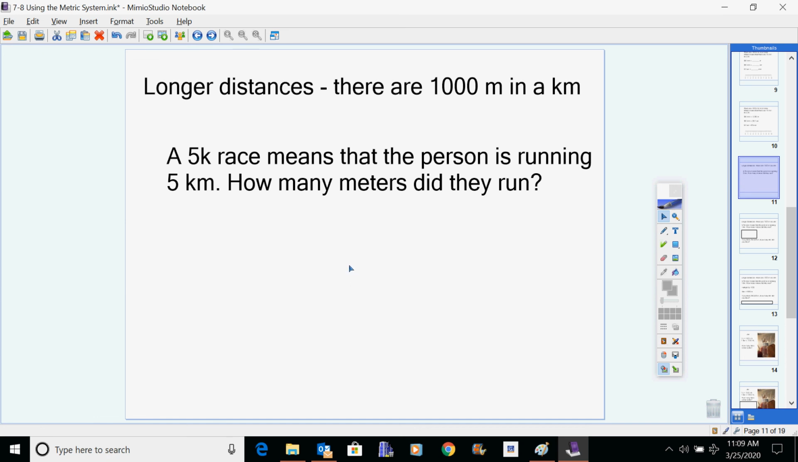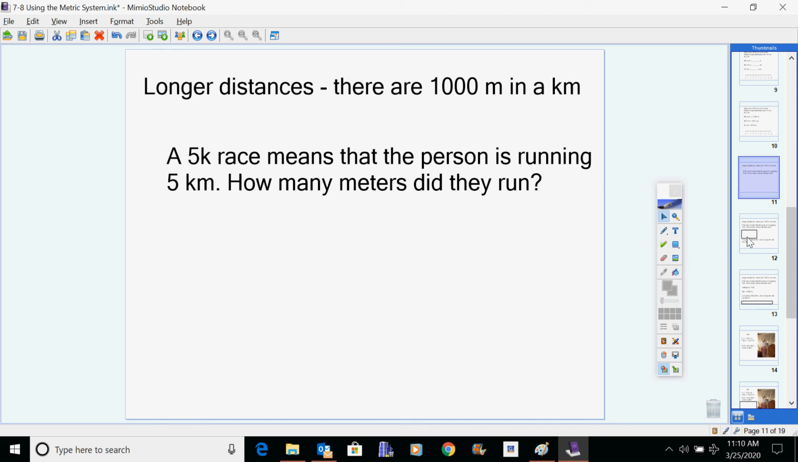And what they're implying is that they're going to run 5 kilometers for a 5K race. So when we think about that 5 kilometer race and you want to find out how many meters they ran, okay, think about that. There are 1,000 meters in just 1 kilometer. So these are smaller units and this is a bigger unit.